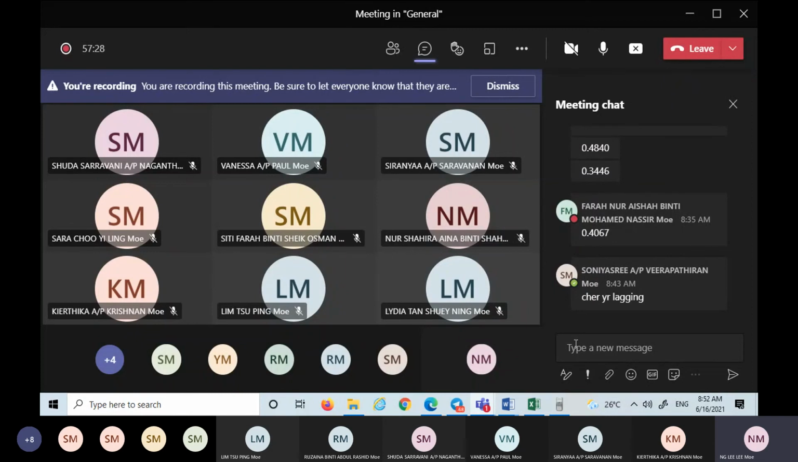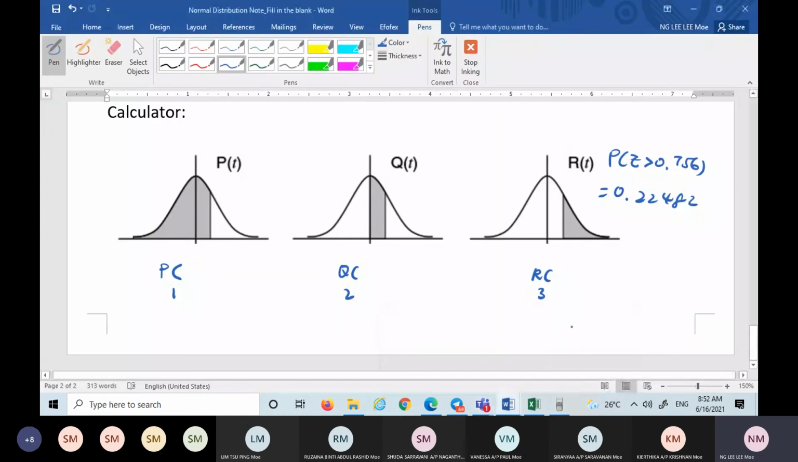Anyone cannot get the 0.22482? Must take out your calculator and try. Unless you really don't want to use a calculator and want to use the table. Because to use a calculator, you need to remember how to press it, and you need to remember the meaning of the R, the P, and the Q.